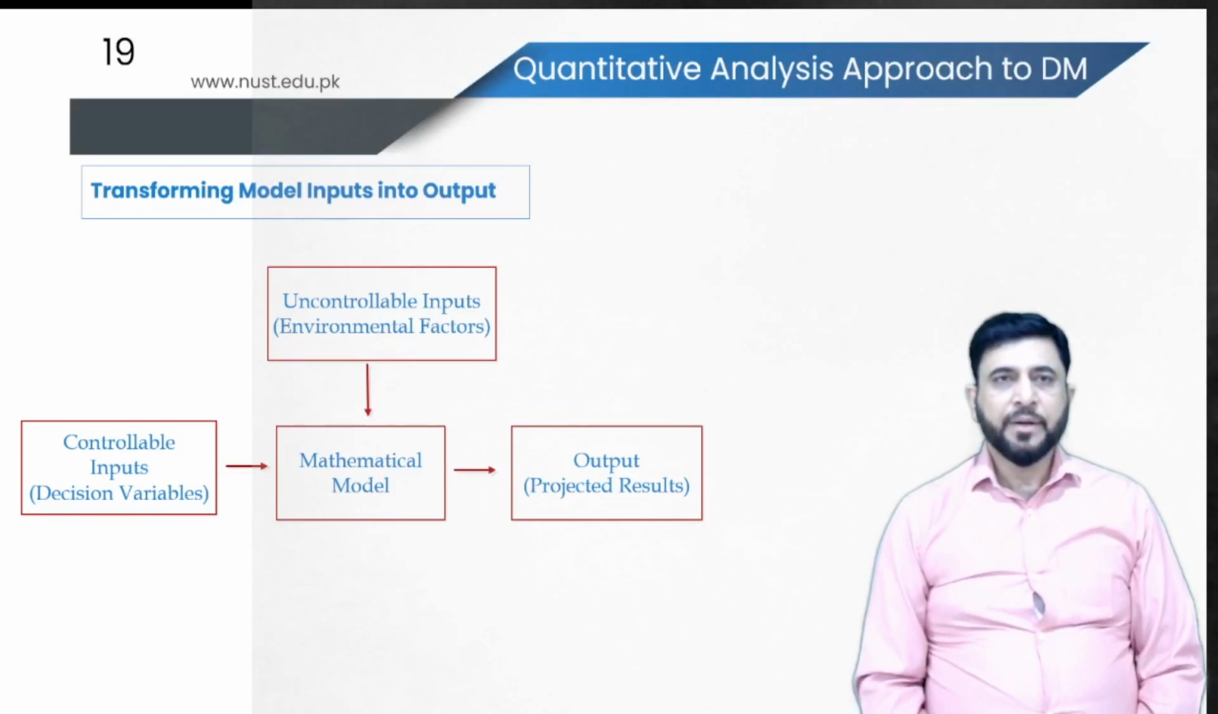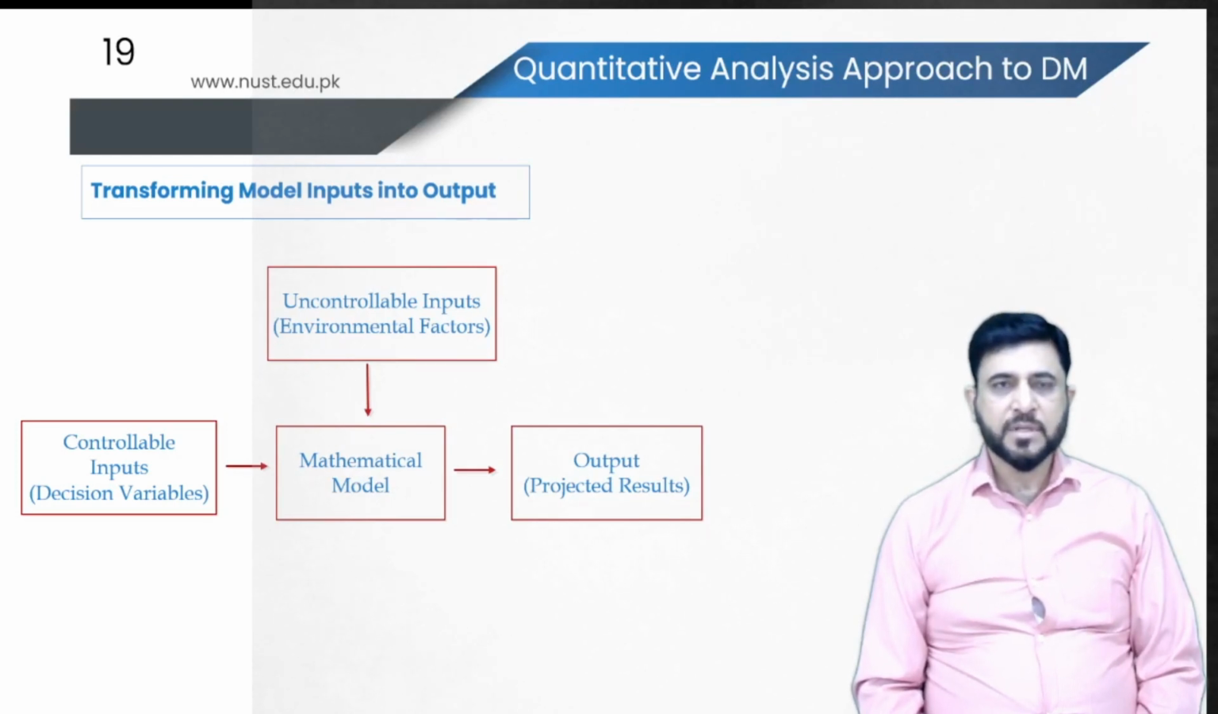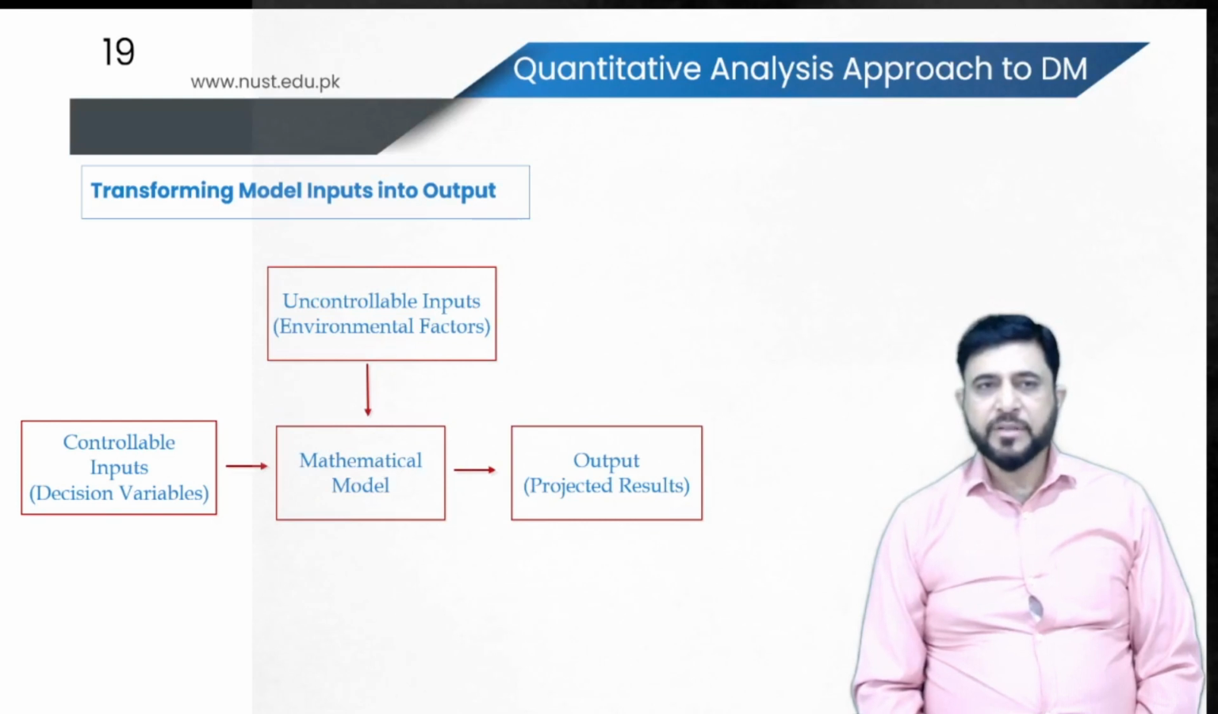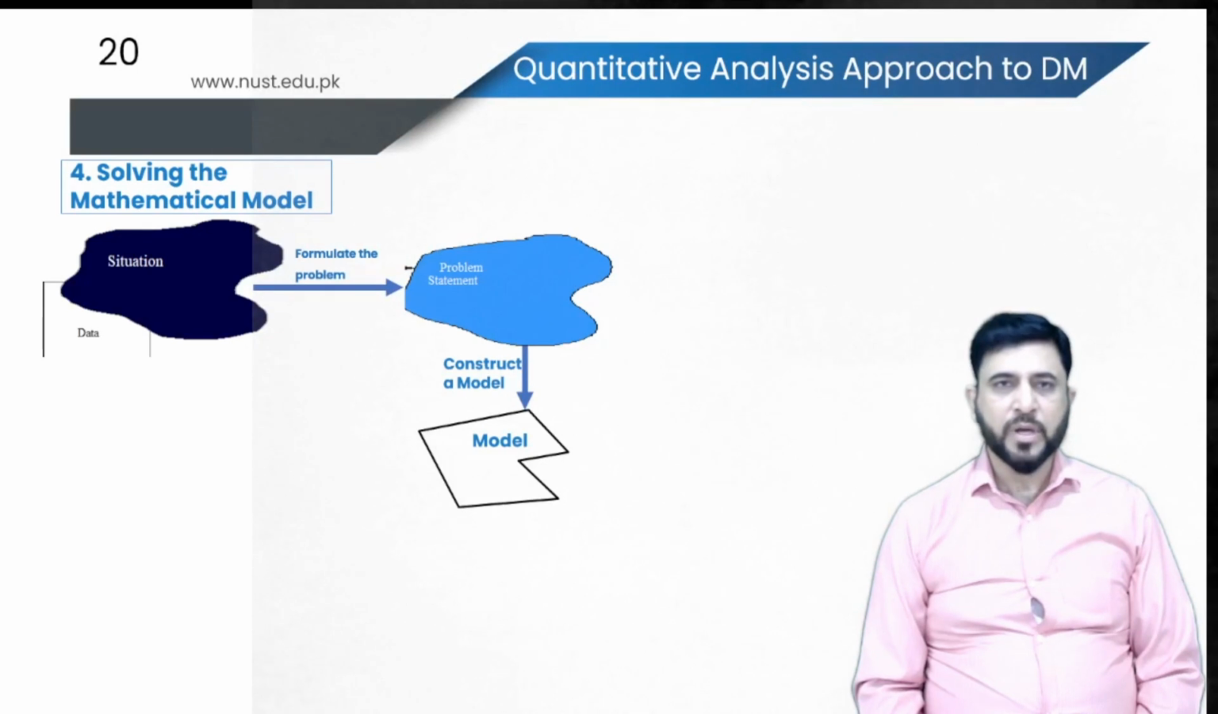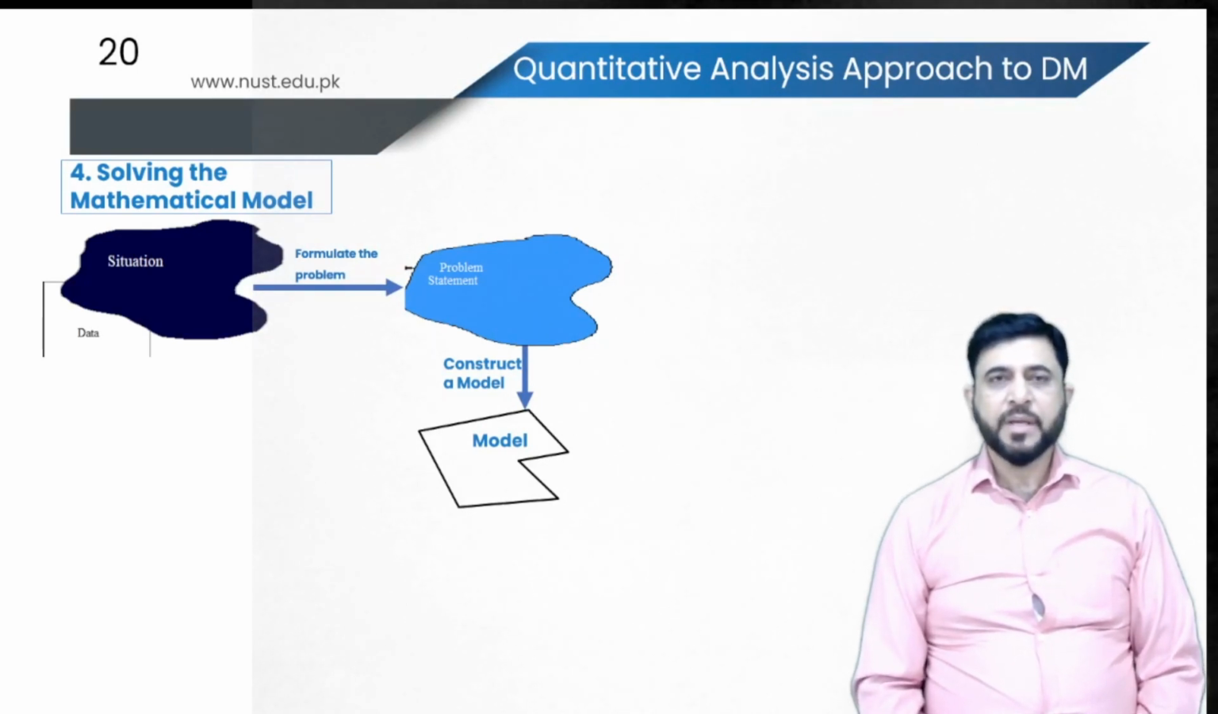In transforming inputs to outputs, basically we have controllable inputs that are decision variables. With the help of mathematical models, we deal with these decision variables, and we also have certain uncontrollable inputs, the environmental factors on which we don't have any control. With the help of mathematical models, we convert these inputs into outputs, the project results which we require. So this was making a model.